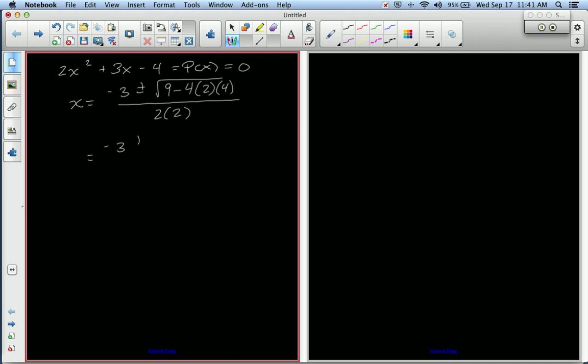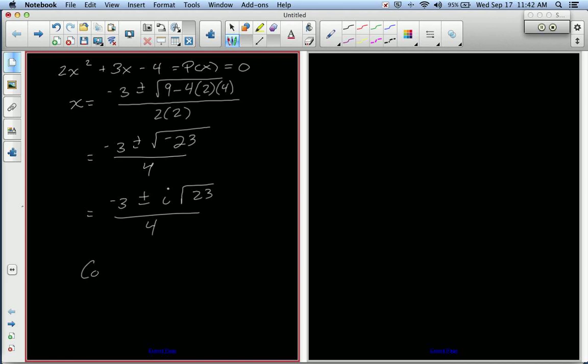So I get negative 3 plus or minus the square root of 9 minus 32, that's negative 23, all over 4. And hopefully we all remember that a negative inside a square root means we have to bring an i outside. This is the only way you're going to get an imaginary number, if you have to use the quadratic formula or you have a negative inside your square root. And every time you have a negative inside your square root, you're going to have that plus or minus there. Okay? So if you have a plus or minus, this is two roots. It came in a pair.